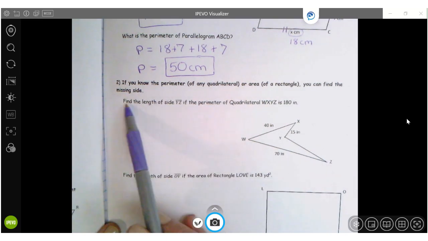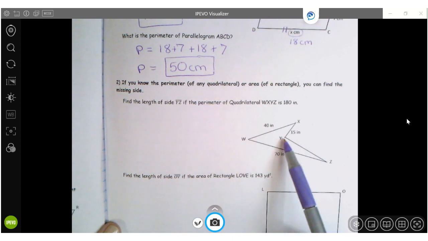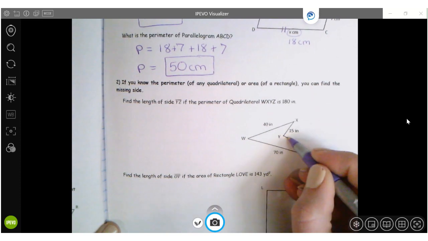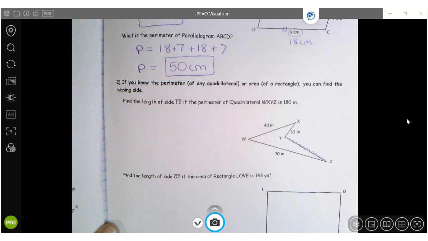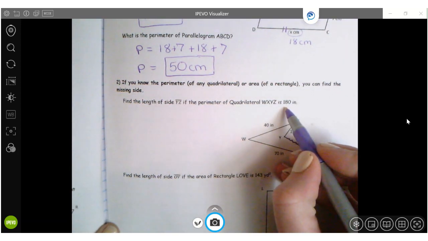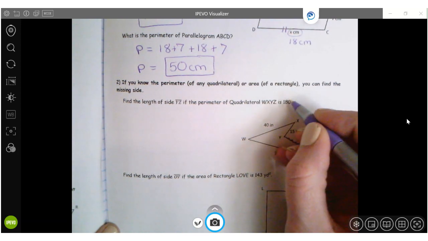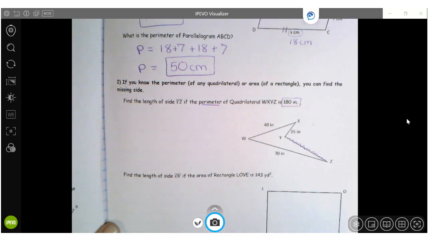So I have to find the length of side YZ. So YZ is right here. It's the side that I do not have anything labeled. I'm just going to squiggle that line so that we can find it easily, or you can highlight it if you have a highlighter. That's what we're looking for. We know that all of the sides together need to total 180 inches, because that is the perimeter of that quadrilateral.